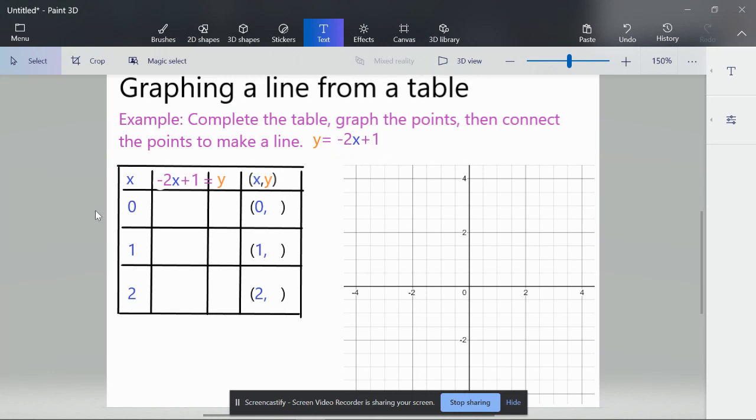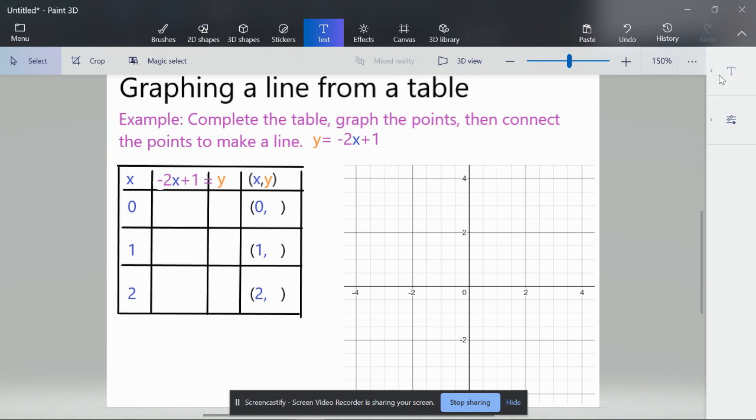So I've kind of filled in our table for us. We have our x values here. I picked 0, 1, and 2 as our x values. And x values are always going to be denoted with this blue. And then I put our equation column here. So this is where we're going to solve for what this equation equals for these different x values, and then find those y values. And then we'll plug the y values in here, and then we'll graph those points.